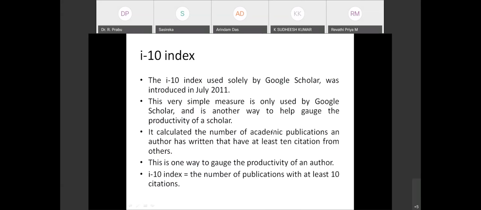It calculates the number of academic publications an author has written that have at least 10 citations from others. So if you do a publication, the author should receive a minimum of 10 citations. This is one way to measure the productivity of an author. I-10 index, the number of publications with at least 10 citations. This is the formula of the I-10 index.